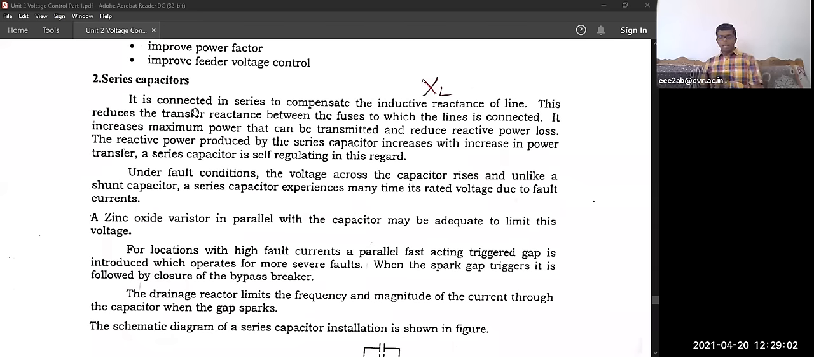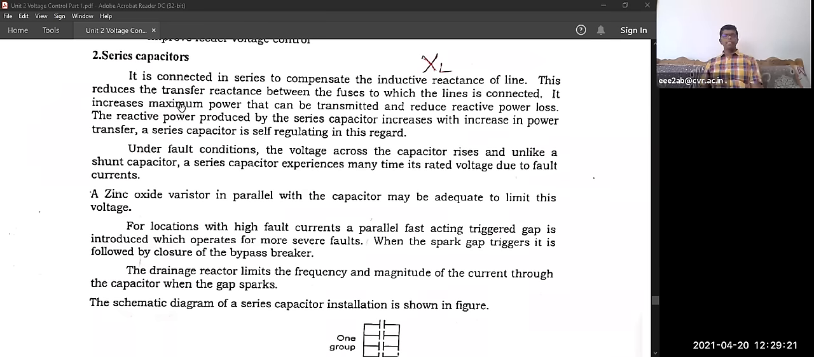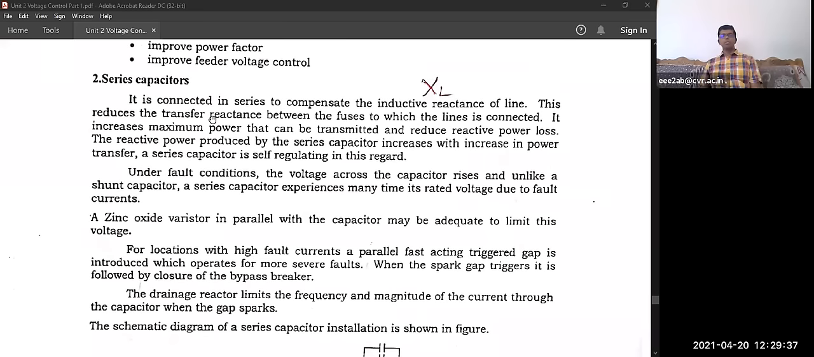Next, coming to the series capacitors. A series capacitor is connected in series to compensate the inductive reactance of the line, that is XL. This reduces the transfer reactance between the buses to which the line is connected. It increases the maximum power that can be transmitted and reduces the reactive power loss. So this is connected in series to the line, which compensates the inductive reactance.